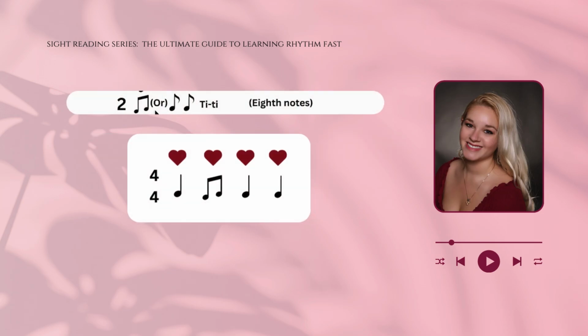So if I were to put eighth notes on beat 2, and everything else is a ta, it would sound like this: ta, ti-ti, ta, ta. So there are 2 sounds, but only 1 beat.